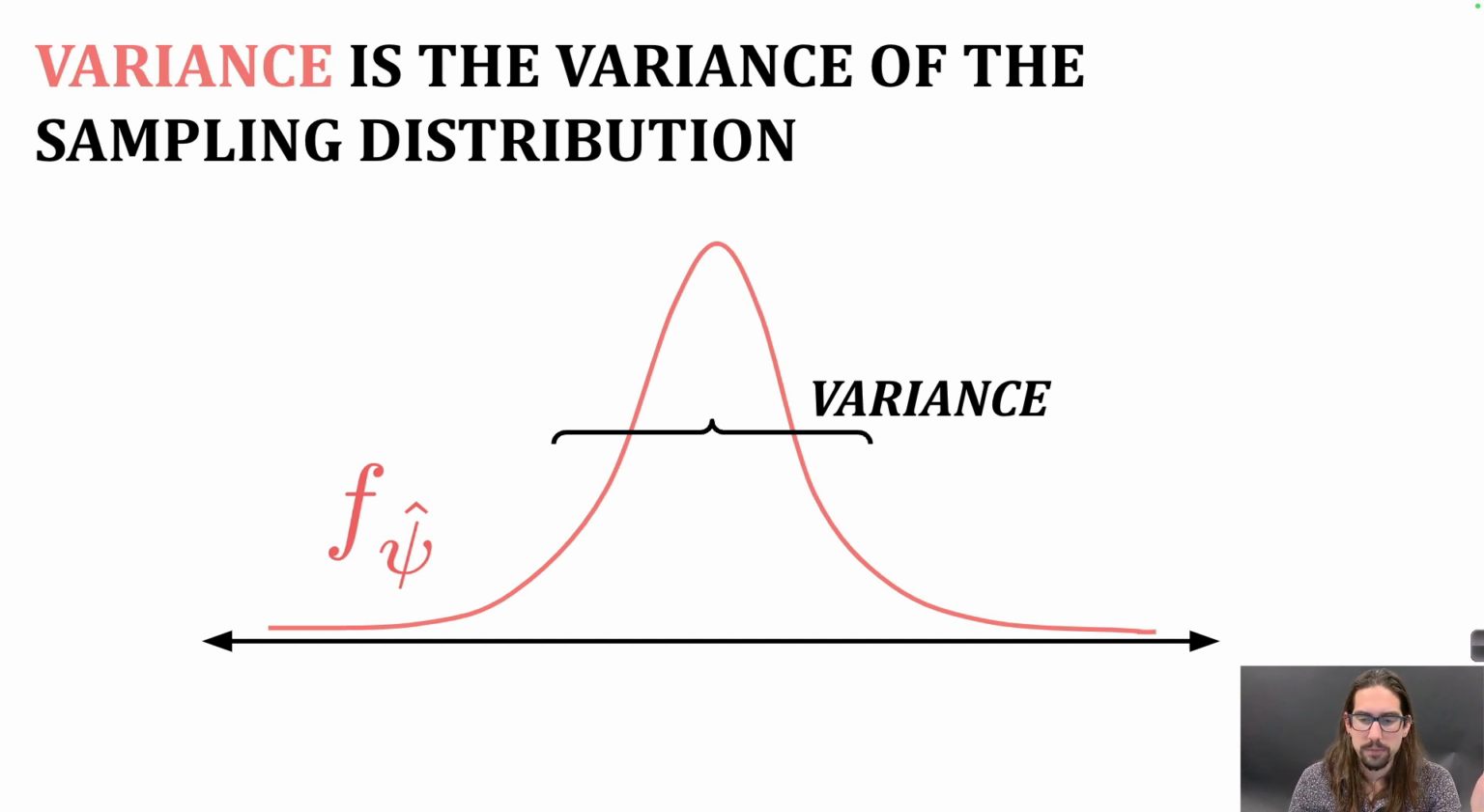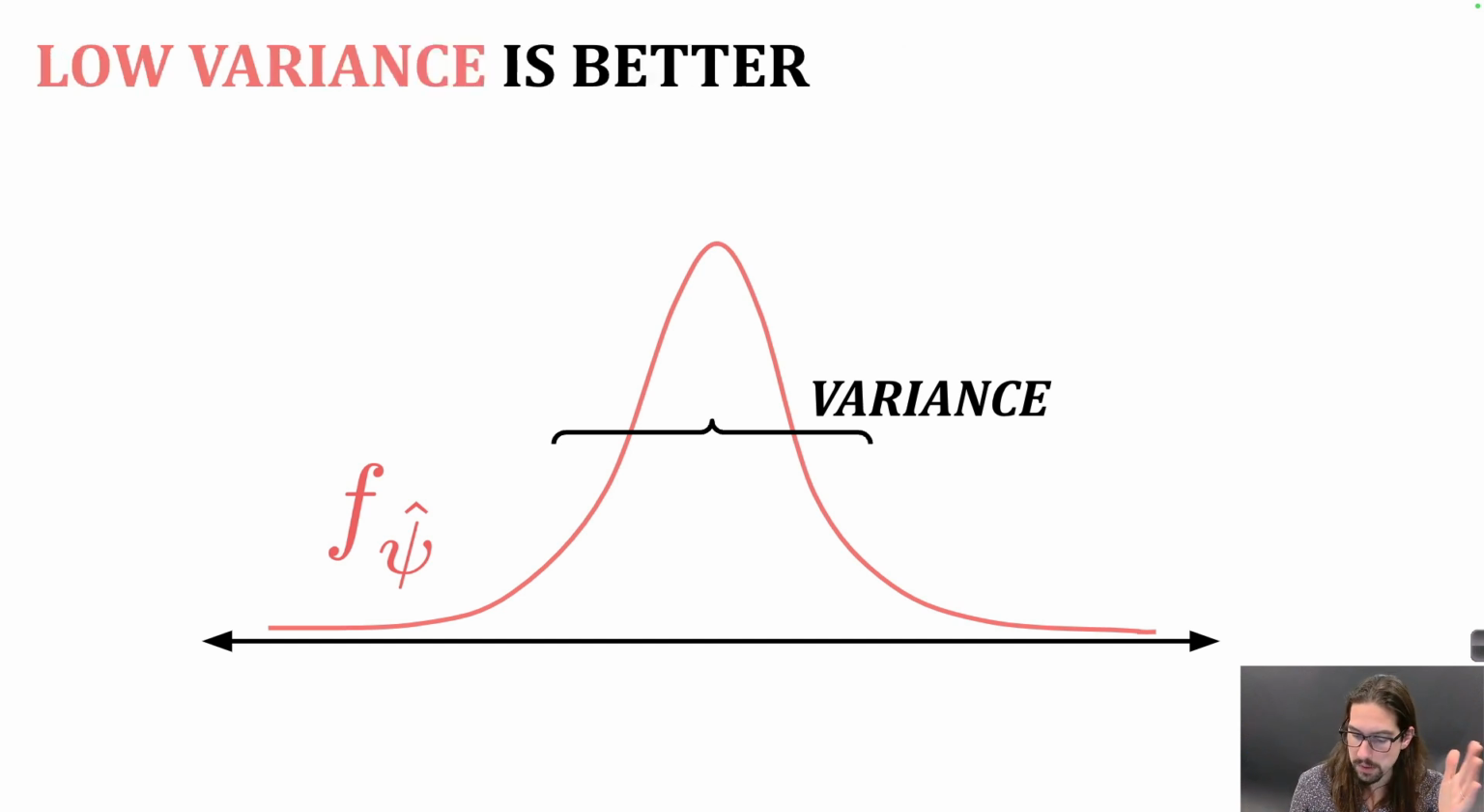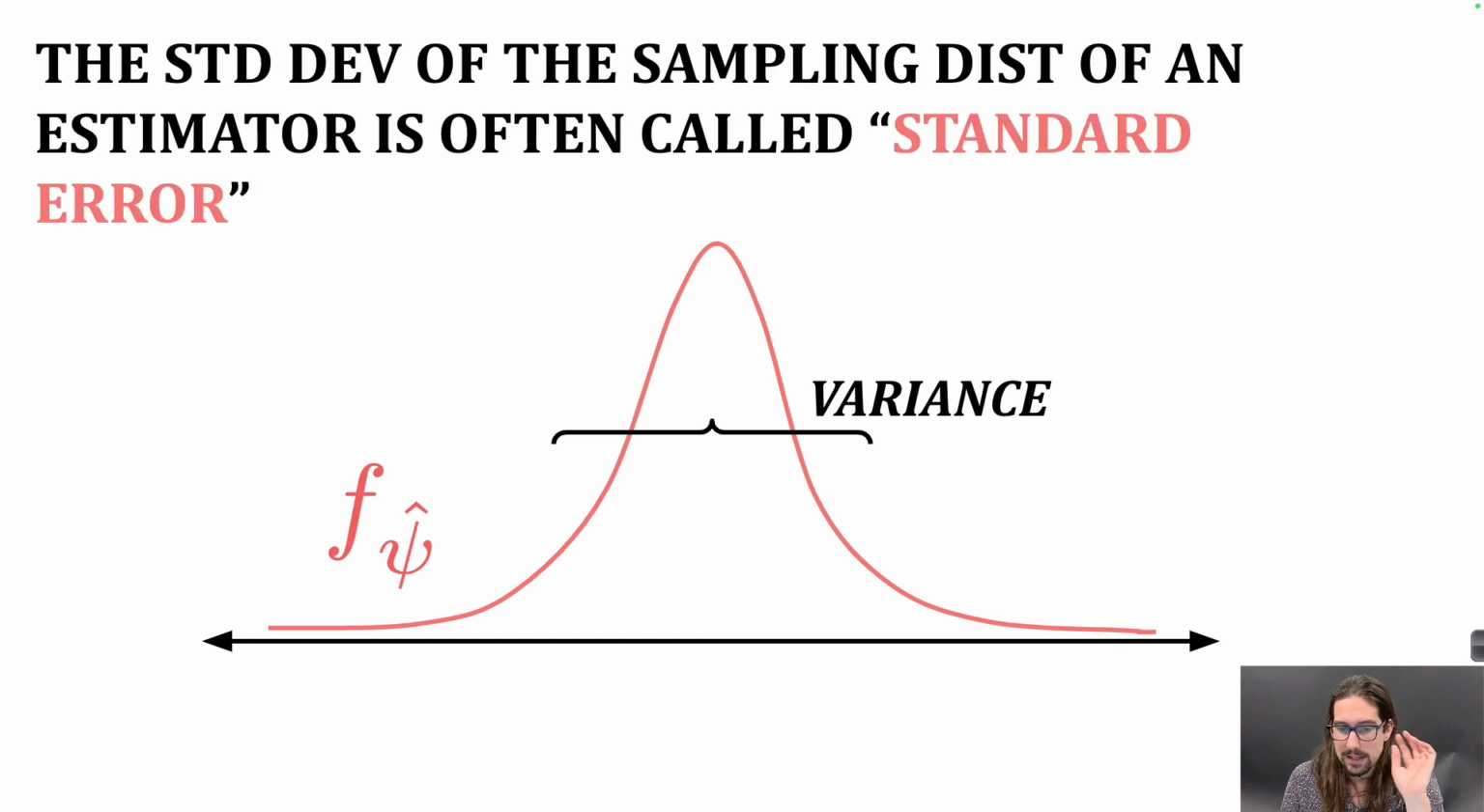So variance measures, on average, how randomly off your estimator is going to be. So low variance is better. You want estimators that are giving similar answers no matter what the data are. But really, you want both, right? You want low bias and low variance. That's ideal.